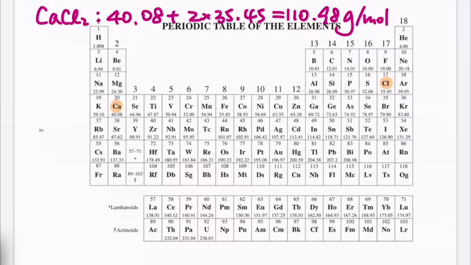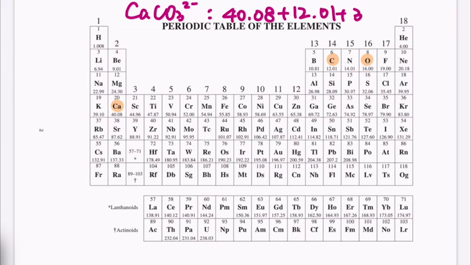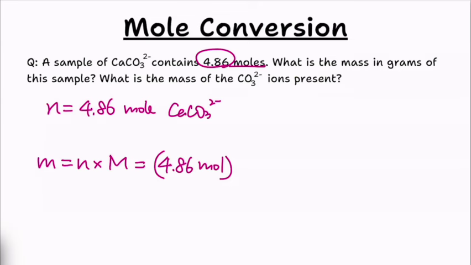Again, I will have to find calcium, carbon, and oxygen. So CaCO3, 2 minus. Calcium has the mass of 40.08, carbon is 12.01, and oxygen is 16. So it will be 40.08 plus 12.01 plus 3 times 16, which is 100.09 grams per mole. Okay, so I'm going to multiply the number of moles by that.